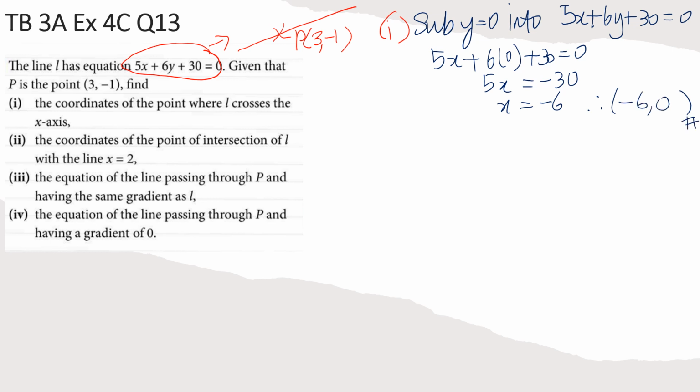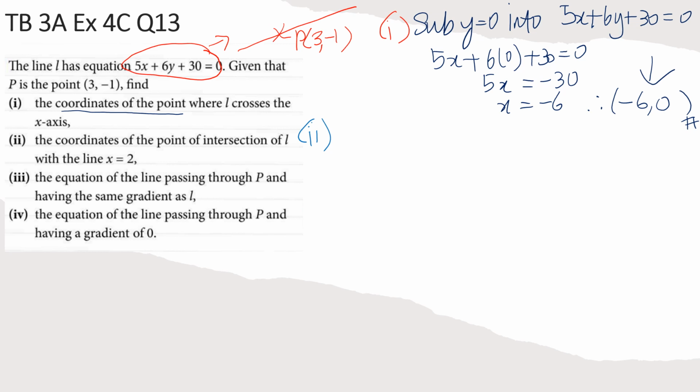Okay, you have to answer the question asked. The question asks for the coordinates of the point, so you have to write it in this correct format. All right, so that's part 1, right? So don't be overwhelmed if you see so many parts. Actually, they are quite manageable.